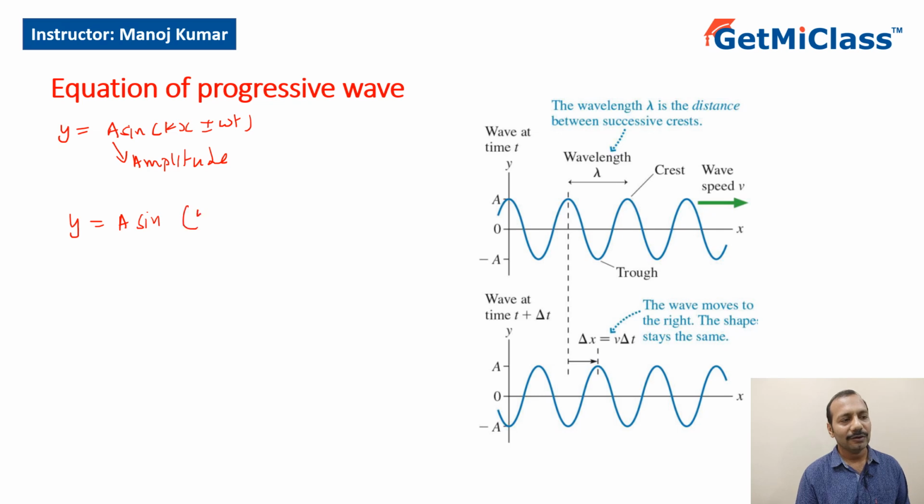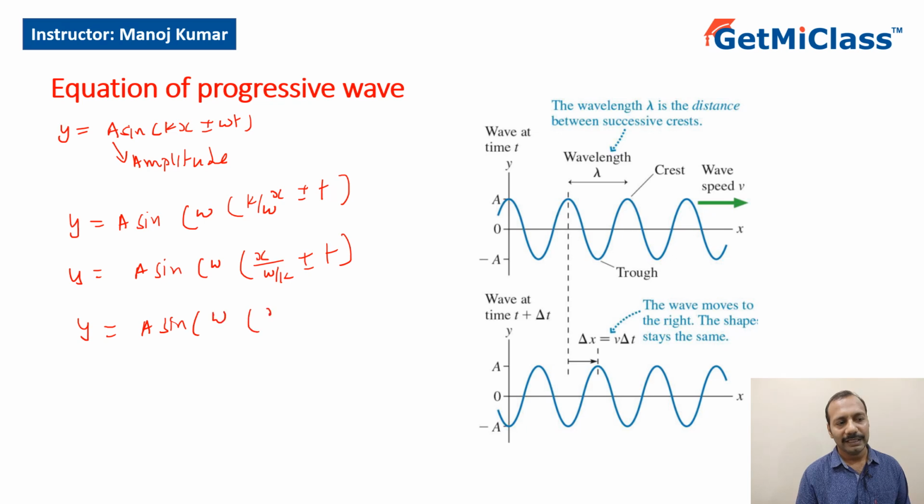I can take out omega outside, I will be left with k by omega into x plus or minus t. Now this can be written as y equal to a sine, omega is taken out, I will be left with x by omega by k plus or minus t. Now x by omega by k is x by v. So this can be written as y equal to a sine omega into x by v plus or minus t, any of these forms.